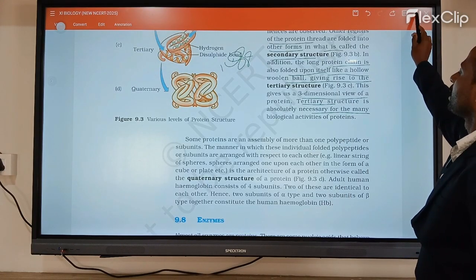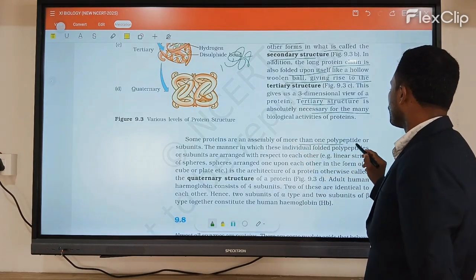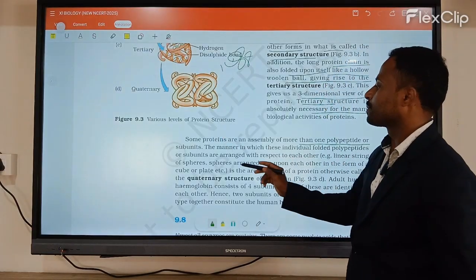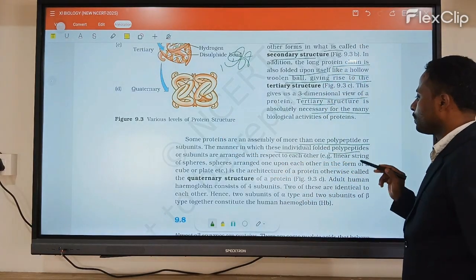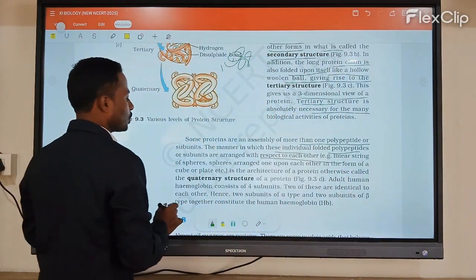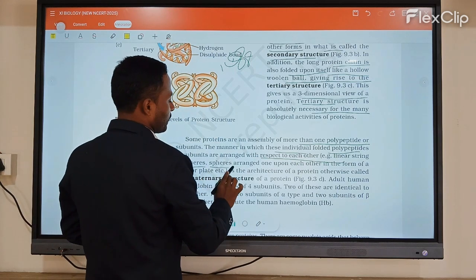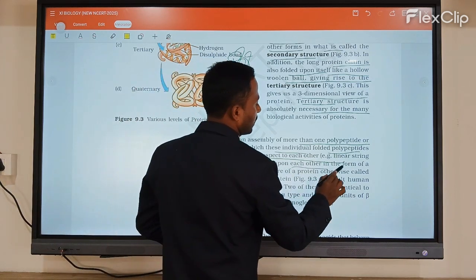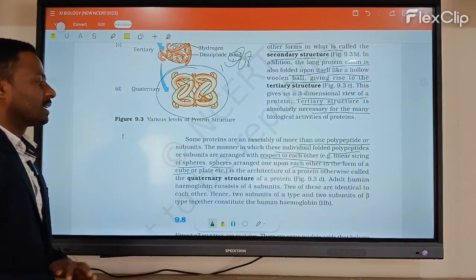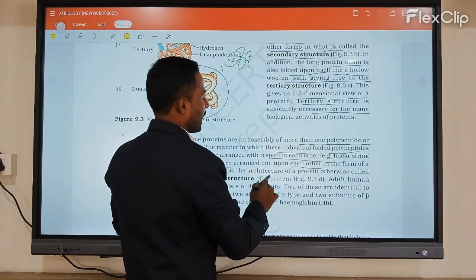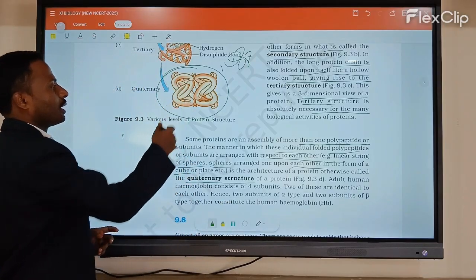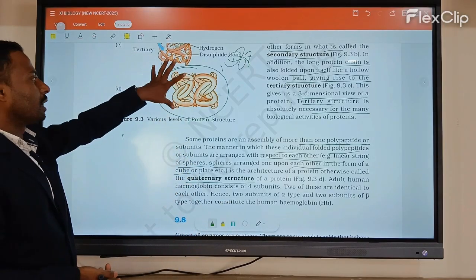Now, some proteins are an assemblage of more than one polypeptide or subunit. So when two or three subunits are present, the individual folded polypeptide subunits are arranged with respect to each other in space, in a cube-like structure, completing one cube-like structure. This association of the protein is called a quaternary structure. So when we complete the formation of one such structure in proteins, this is called a quaternary structure.